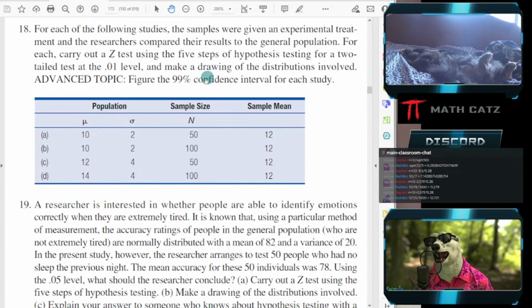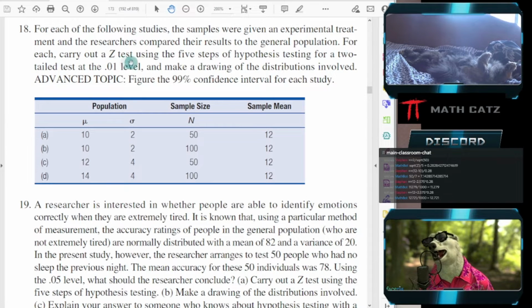Then I'll move to the top here. We're not going to do all of it. We'll do number C, but let's read through it to see what it's all about in case you don't remember the previous question or you haven't done it. The previous video, B1. For each of the following studies, the samples were given an experimental treatment and the researchers compared their results to the general population.